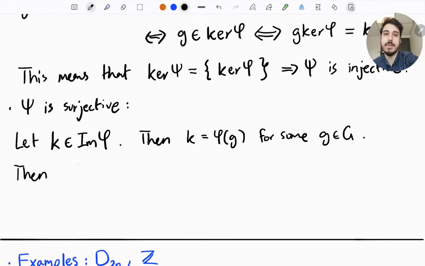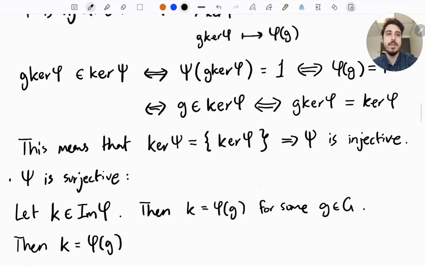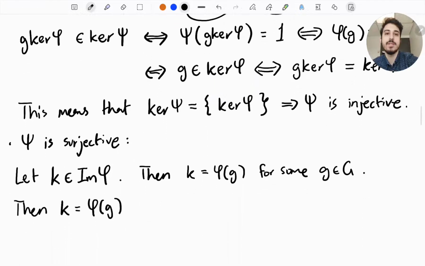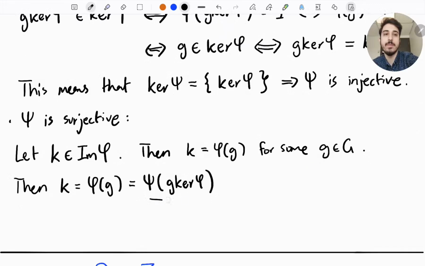Then we have that k is equal to phi of g. But what is phi of g equal to? Well, phi of g is exactly defined to be the image of some g ker phi by psi. So this is equal to psi of some coset g ker phi for some element g in g. And this very well lies in the image of psi. So psi is surjective.